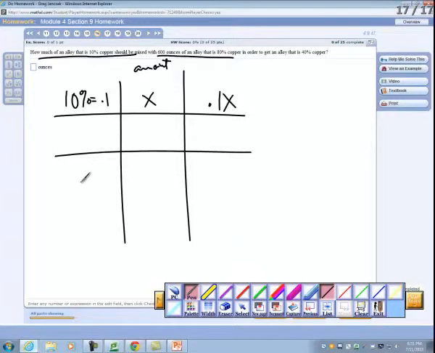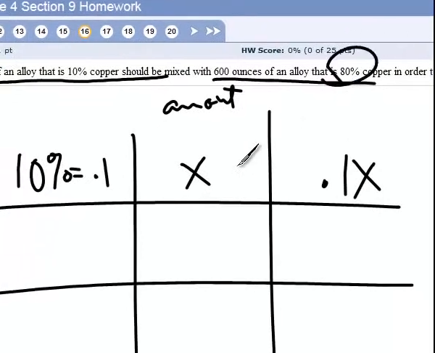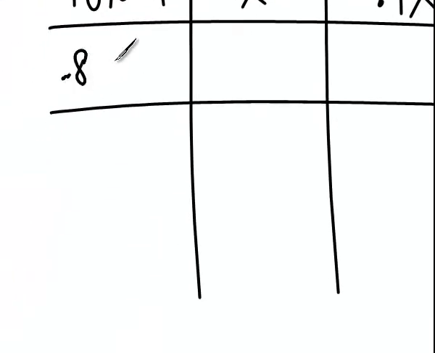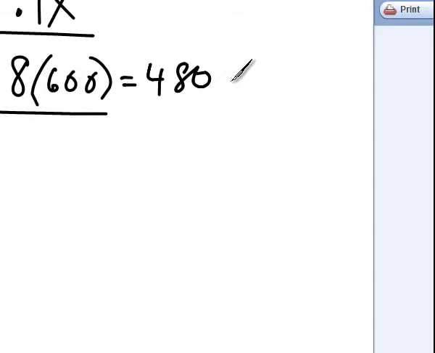I'm gonna have you guys do this one. What goes here for percent? Well, it's 80%. So that's 0.8, right? 80% will be 0.8 of 600 ounces, right? So it's going to be 0.8 times 600. So that's going to be 480. Okay?